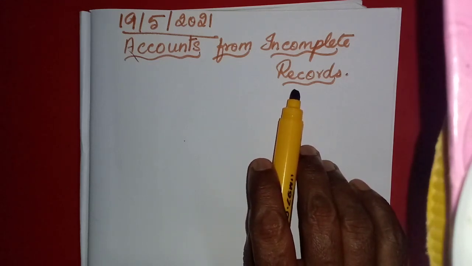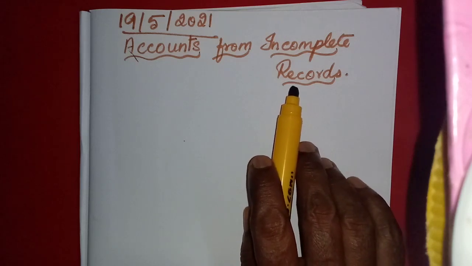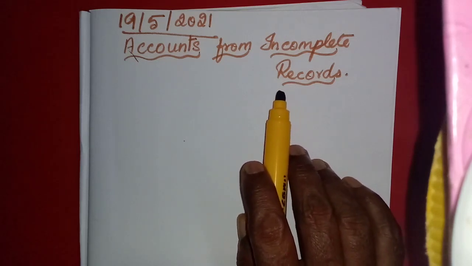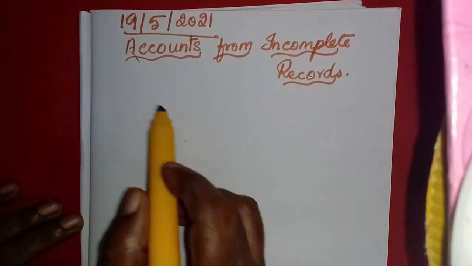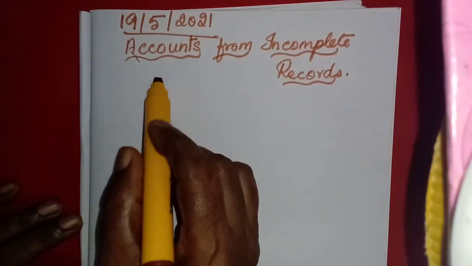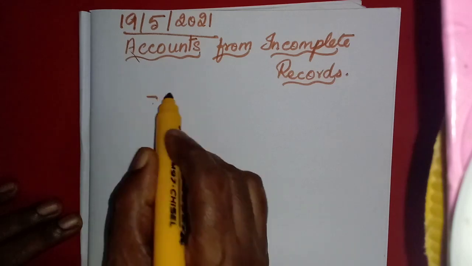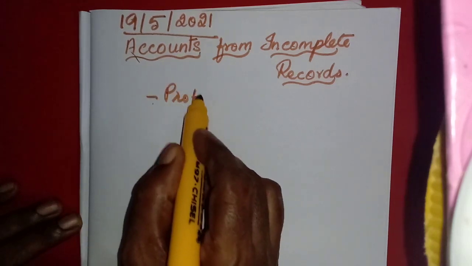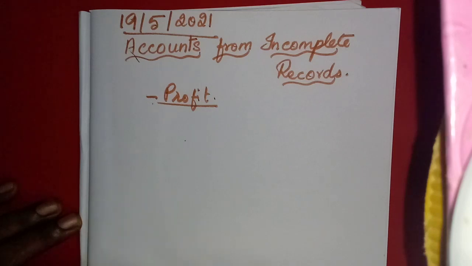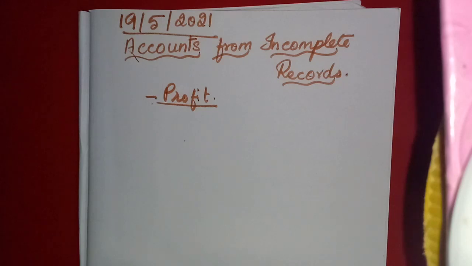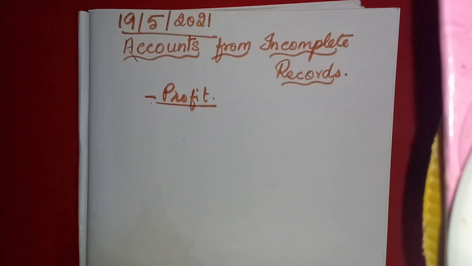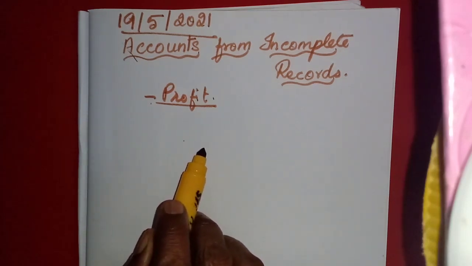So even if they maintain the incomplete records, each and every business organization will be interested to calculate their profit, how much profit they have earned. It is a must for any organization, because even though they follow the incomplete records, the single entry system, they will be very particular about knowing their profit or loss, isn't it? So we can calculate the profit by adopting one principle.